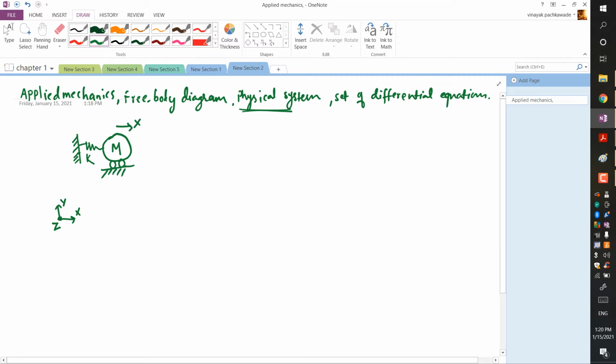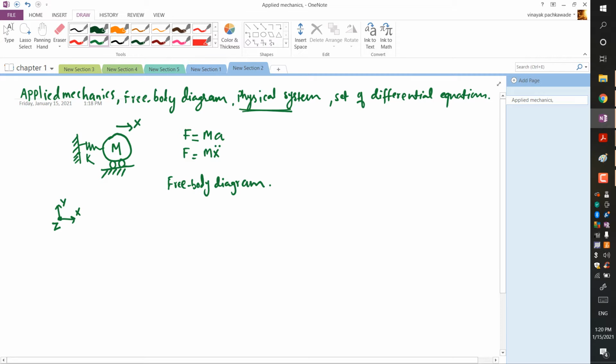According to Newton's law of motion, we can write the inertia force on this body as mass times acceleration, where we can write mass into x double dot. So that is how. Now, how do we derive the free body diagram from this? It is very simple.